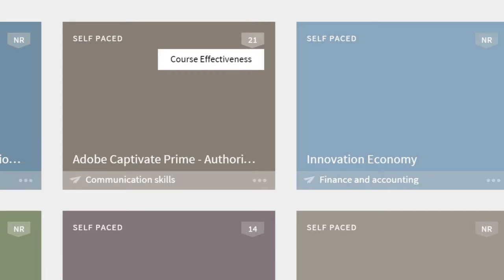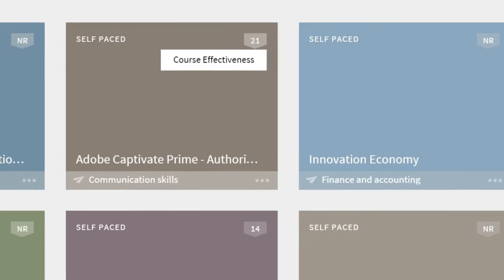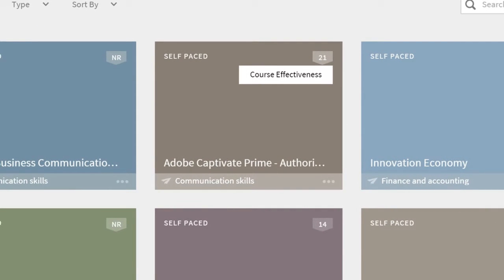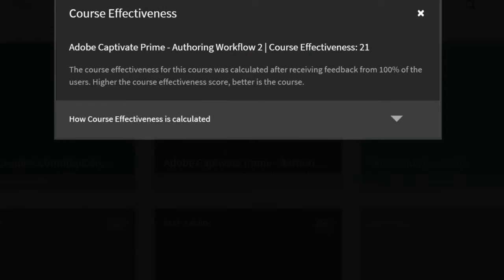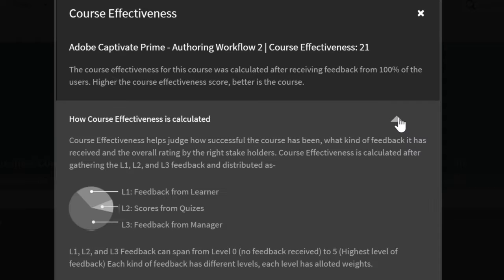But the learning effectiveness, or the course effectiveness, is given as a rating for each of the courses that have been taken by various learners. If I click on the learning effectiveness rating, I'm actually able to open it up and get information about how learning effectiveness is evaluated. You may find yourself wondering, what is L1, L2, and L3 feedback, as you consider the pie chart that shows the feedback from learners is a portion of this calculation.